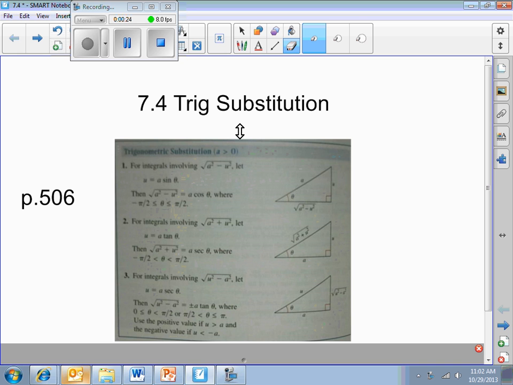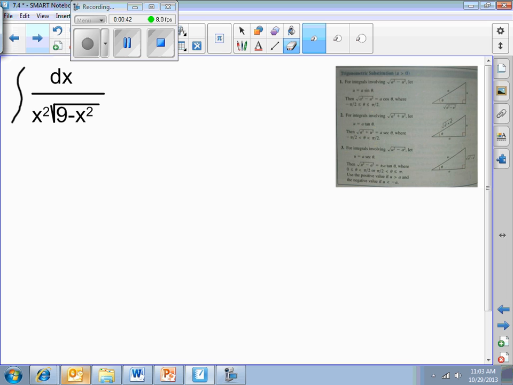If you have a constant squared minus a function squared, we're going to use sine. If we have a constant squared plus a function squared, we're going to use tangent. And if we have the function squared minus the constant squared, we're going to use secant. Probably easier just to jump into an example to show you what I'm talking about. So the example I'm going to look at is the integral of dx over x squared times the square root of 9 minus x squared.